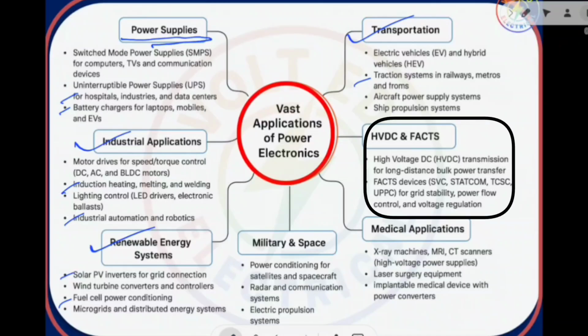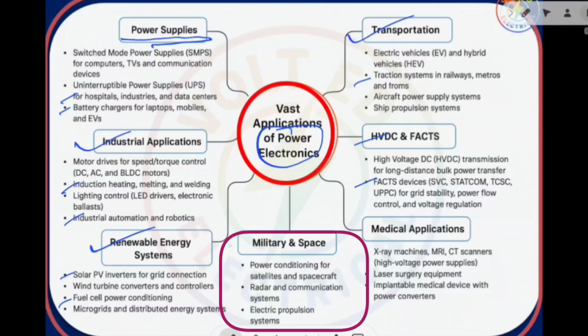Now in case of HVDC and FACTS, for long distance bulk power transfer, high voltage DC, that is HVDC transmission, is used, which requires sophisticated power electronics converters. Then if we talk about FACTS devices like SVC, STATCOM, TCSC, UPFC, they help in grid stability, voltage regulation and power flow control. These improve the efficiency and reliability of our power system with the help of power electronics.